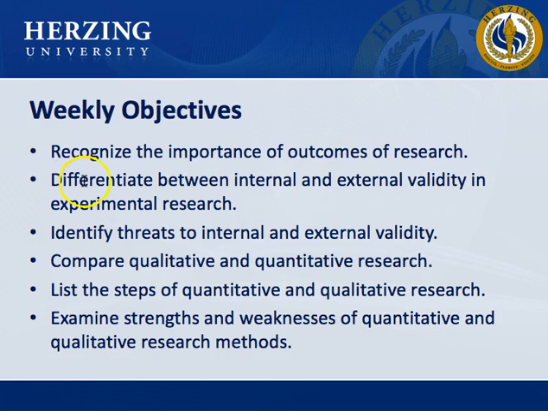The weekly objectives include: recognize the importance of outcomes of research, differentiate between internal and external validity in experimental research, identify threats to internal and external validity, compare qualitative and quantitative research, list the steps of quantitative and qualitative research, and examine the strengths and weaknesses of quantitative and qualitative research methods.